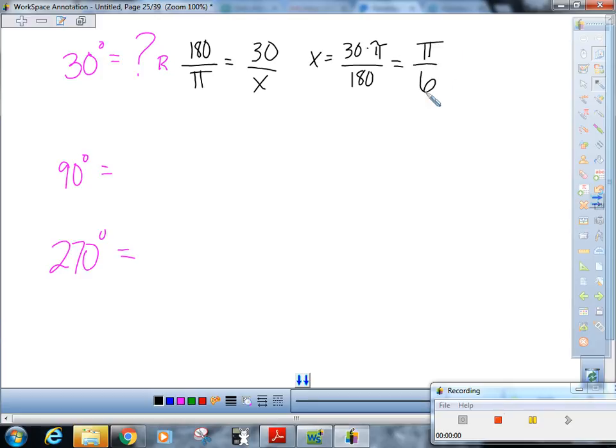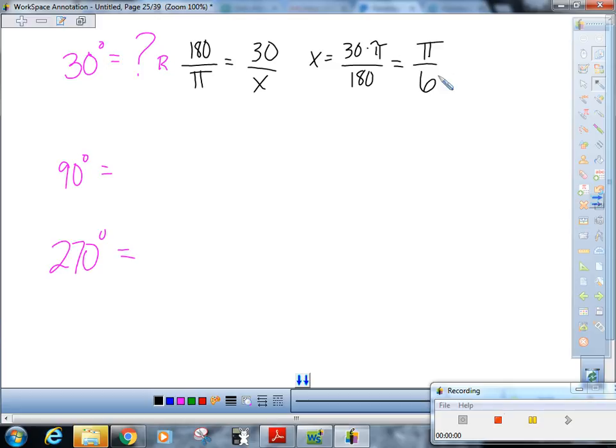What was pi again? How many degrees? 180. And what's 180 divided by 6? 30. So eventually you're going to be able to do these in your head. Your minds are just blown right now, so just keep working. You don't know how to do it in your head yet, so what should we do for 90?